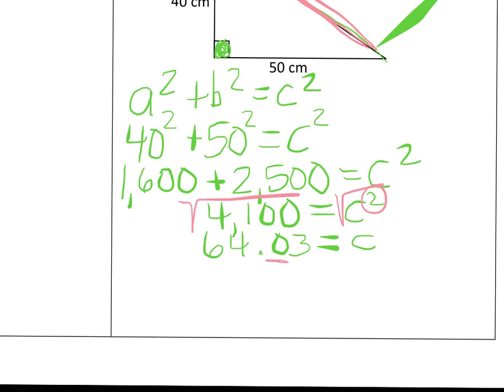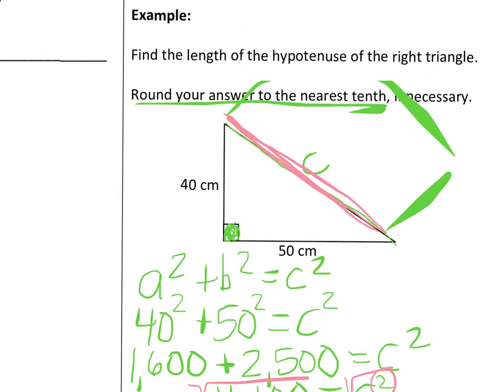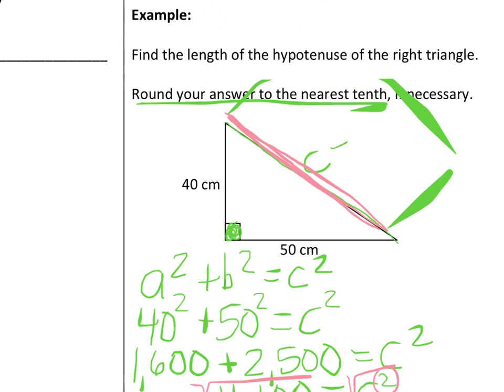So the 0 is the tenths place, and I want to look at the next number, the 3, to decide, does that 0 stay the same or does it go up? And because the next number is not 5 or bigger, that 0 is going to stay the same. So the length of the hypotenuse is approximately, we really shouldn't use equal since we're rounding, it's approximately 64.0 centimeters. 64.0 centimeters. So that 4,100 was not a perfect square.